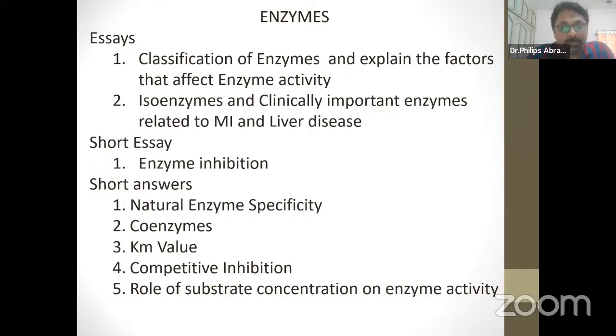Whenever you write about competitive inhibition, not only the features, you should say the clinical importance of it. What's the clinical importance? Most of the pharmacological action of drugs is by competitive inhibition. That's an important question. Then Km value has been asked. I have also seen separate questions, either the role of substrate concentration on enzyme activity or the role of pH on enzyme activity. That can also be asked as a 3-mark short question.